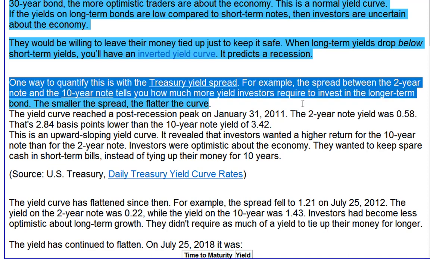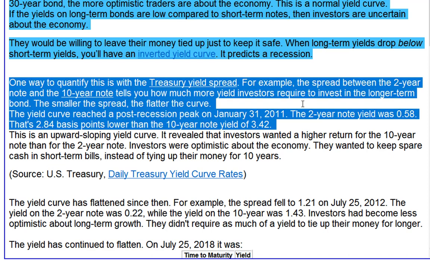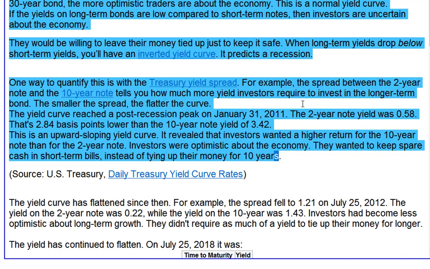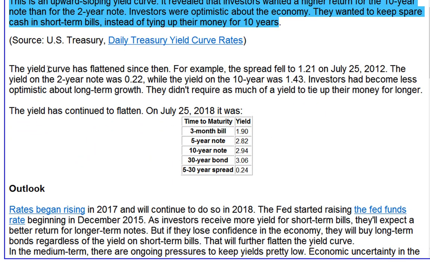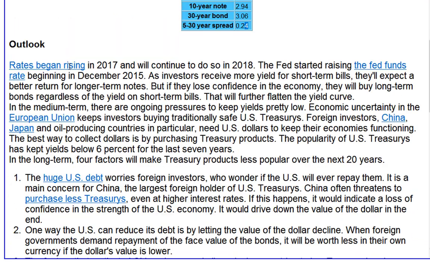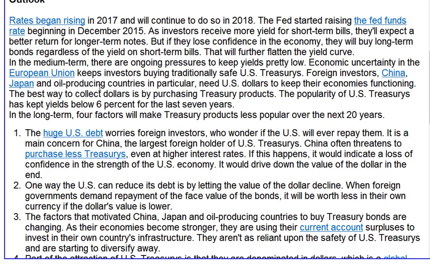So I guess Obama was doing a good job. This upward slope, the investors want a high return for 10 years. The curve has flattened since then. Outlook: rates began rising. Too much. In the long term, four factors will make treasury products less popular over the next 20 years.